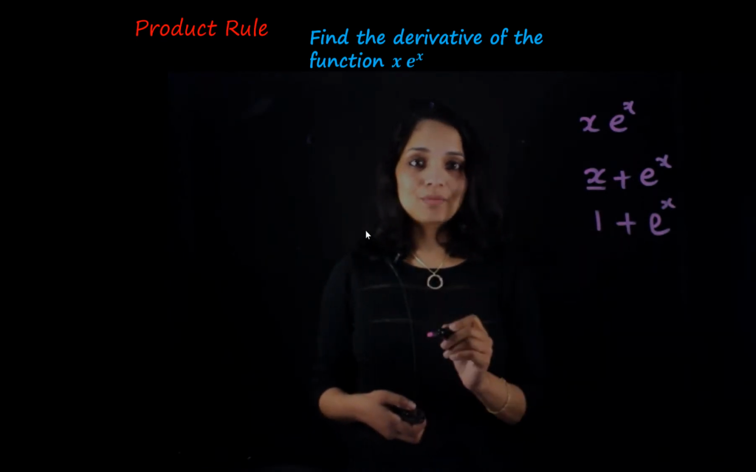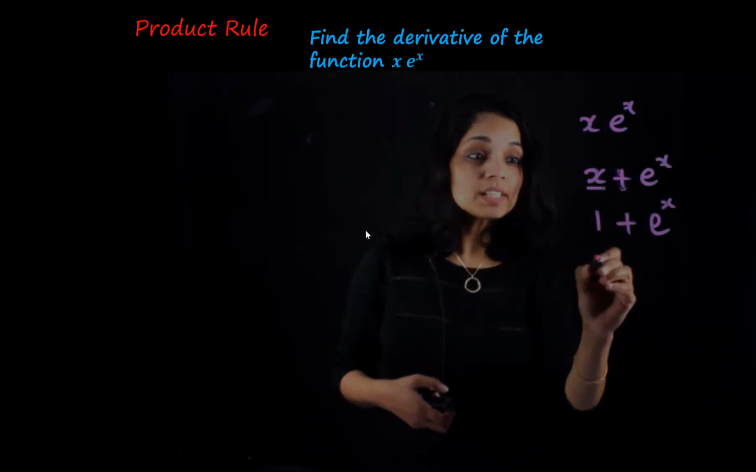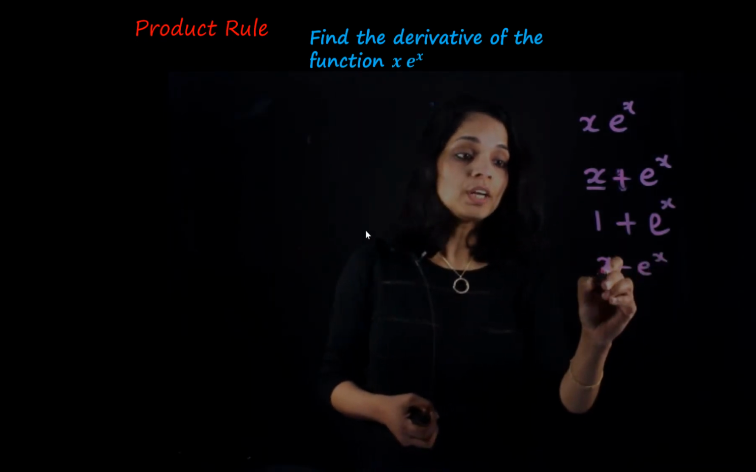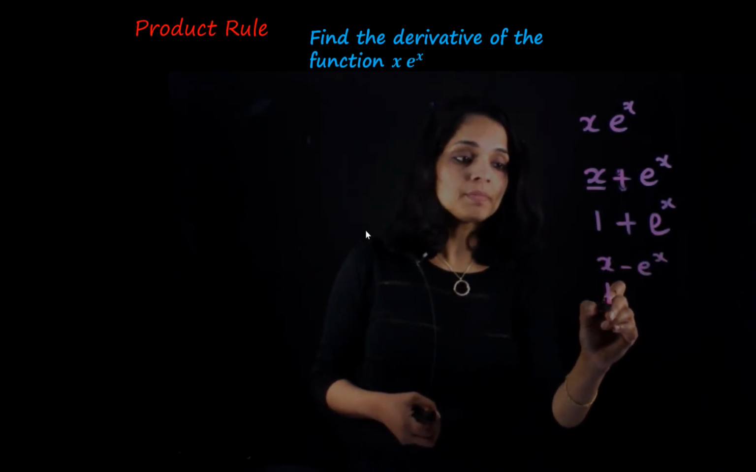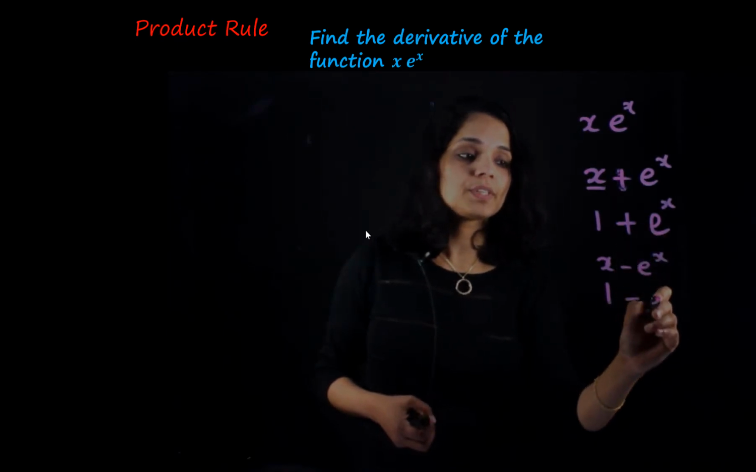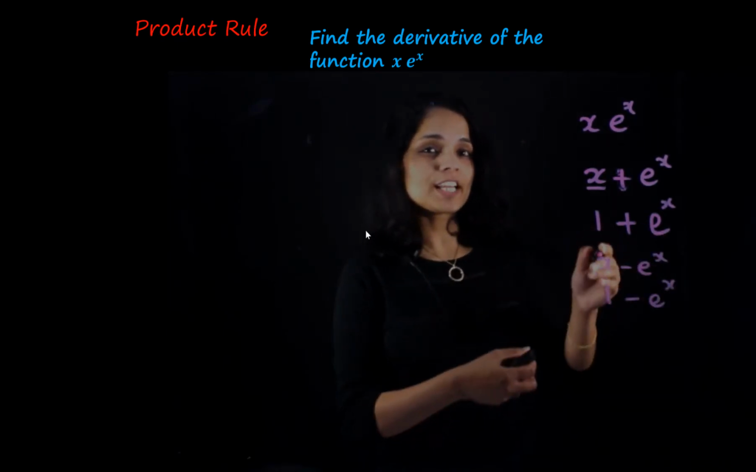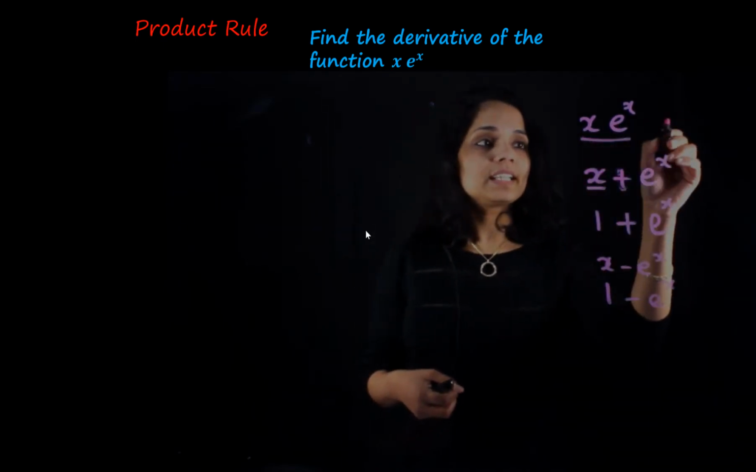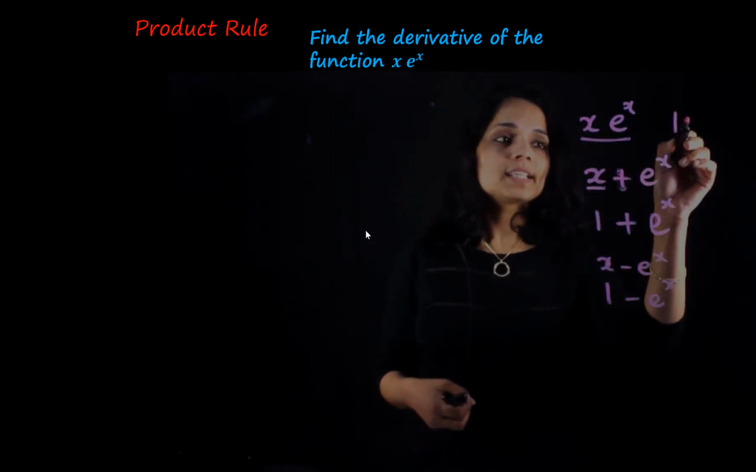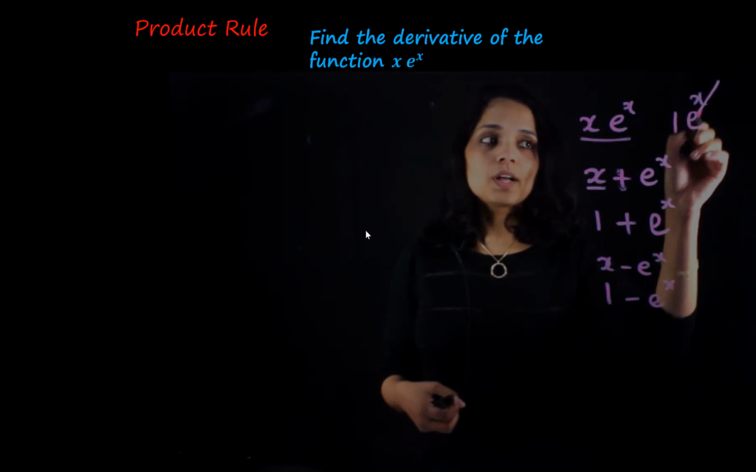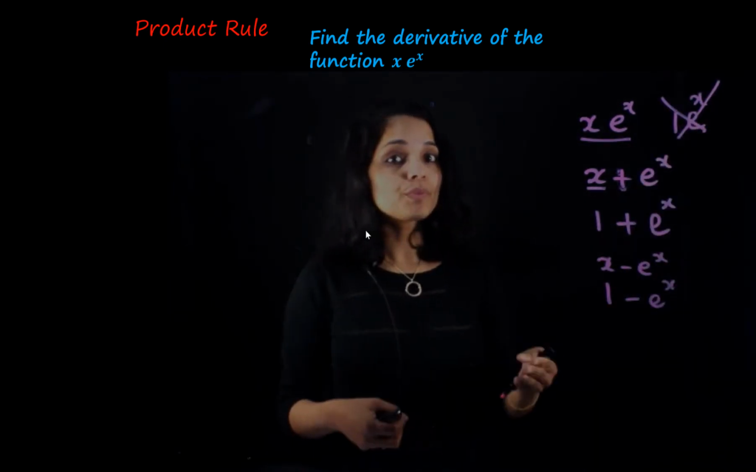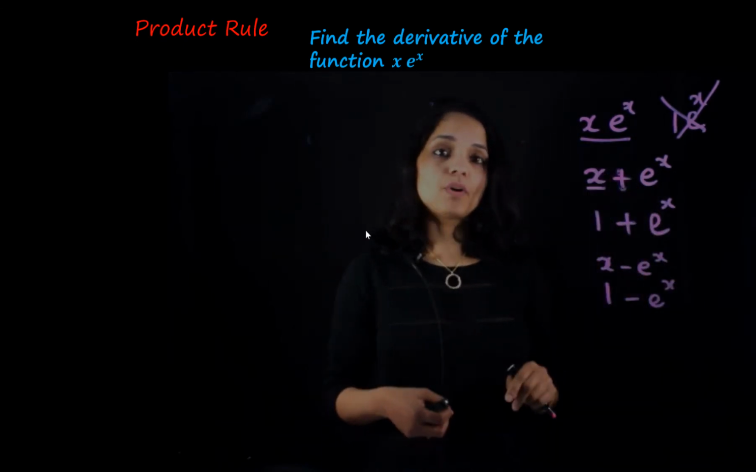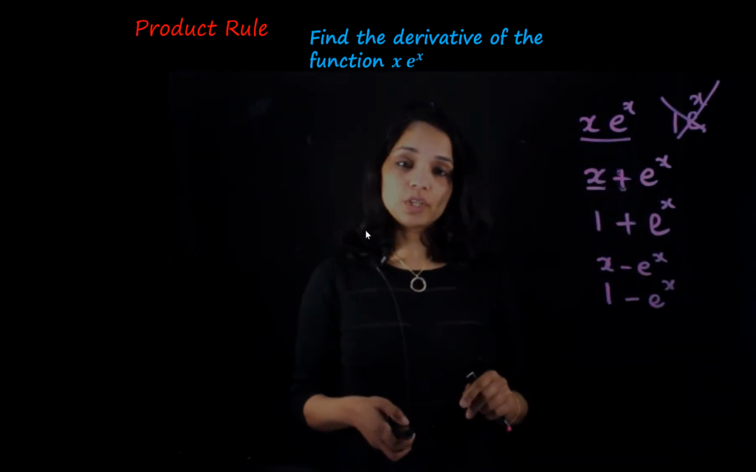And if it was the difference, x minus e to the power x, again, it's the same procedure. You find the derivative of the first term minus the derivative of the second term. So your natural tendency will be to think, okay, to find the derivative of this one, find the derivative of the first term times the derivative of the second one, but that's wrong. So you need a special rule, the product rule, to find the derivative of a product. And that's what we're going to learn here.